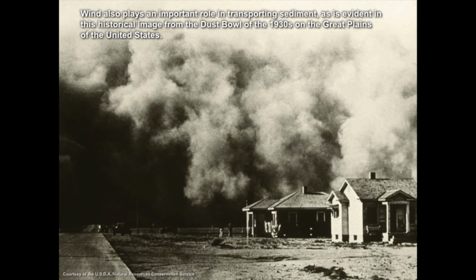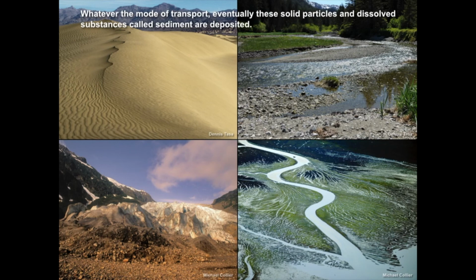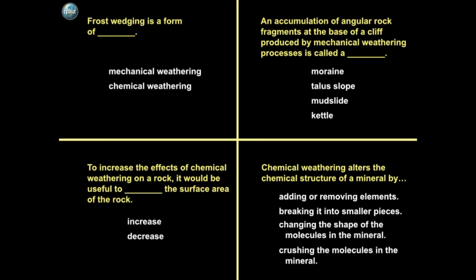Wind also plays an important role in transporting sediment, as is evident in this historical image from the Dust Bowl of the 1930s on the Great Plains of the United States. Whatever the mode of transport, eventually these solid particles and dissolved substances, called sediment, are deposited. Frost wedging is a form of mechanical weathering, chemical weathering. An accumulation of angular rock fragments at the base of a cliff produced by mechanical weathering processes is called a moraine, talus slope, mudslide, or kettle.